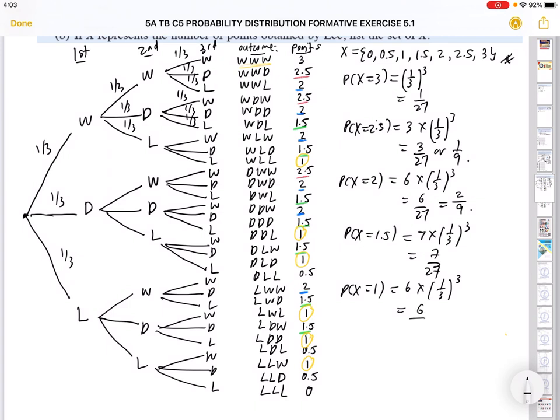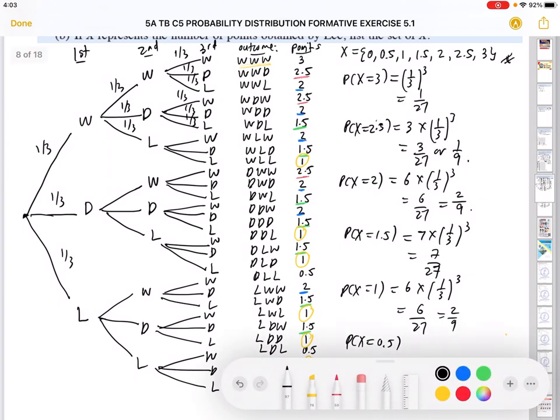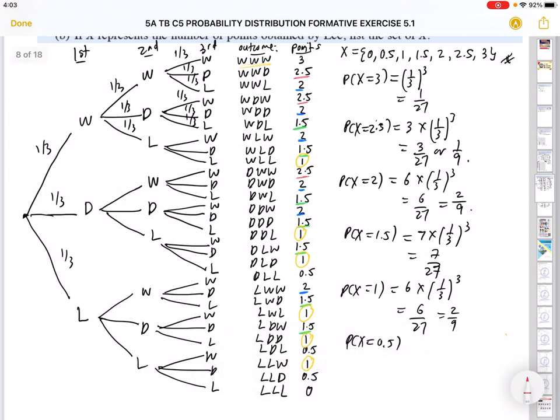Next, let's look at 0.5 points. Here I'm going to use red color. All right, so 0.5, where is it? I start from the bottom: 1, 2, 3. There are 3 cases where you get 0.5 points. So that will be 3 times 1 over 3 cubed, so 3 over 27 or 1 over 9.